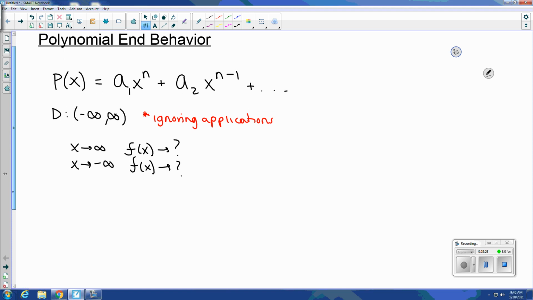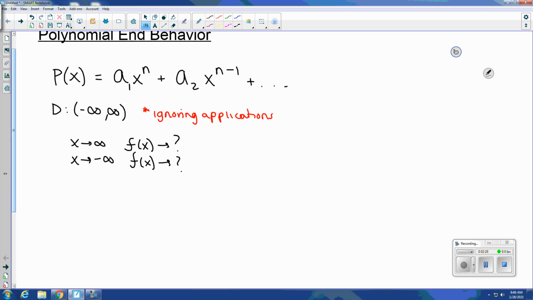Now, the other thing to note is that polynomials are continuous. They're nice, smooth curves with no breaks, holes, or gaps. We don't have a formal definition for continuity at this point, but a really elementary definition is that the function can be traced without picking up your pen or pencil.